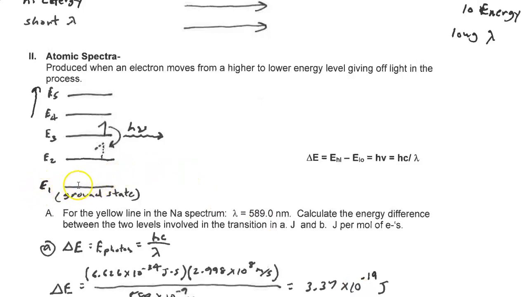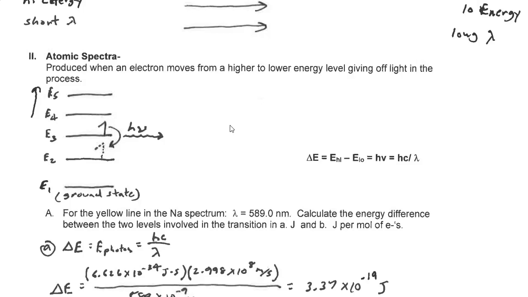So, for example, here's kind of a picture of what's going on in an atom. It turns out there are only certain discrete amounts of energy that an electron can have around the nucleus. So it's kind of like stair steps. You can be on the first step, you can be on the second step, you can be on the third step, but you can't be on the 2.5 step. If you try, you're going to fall down.